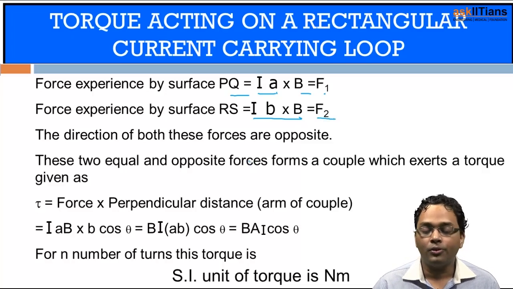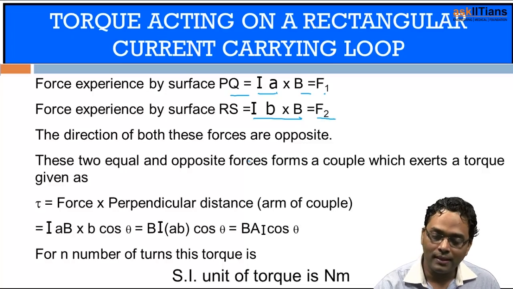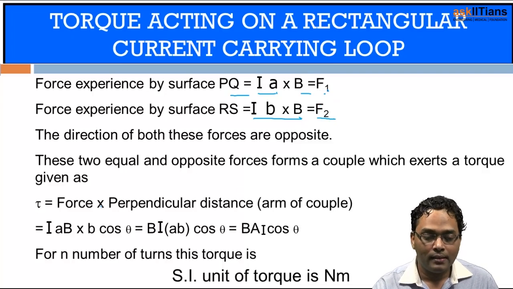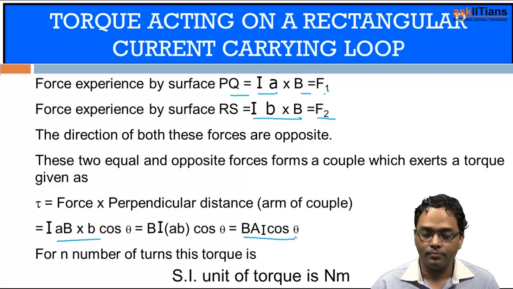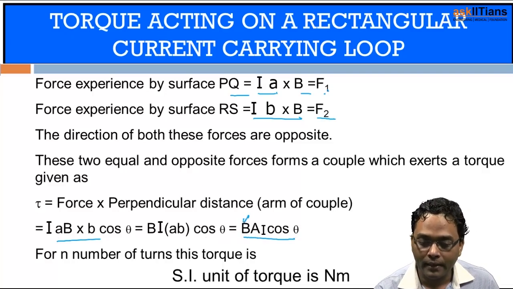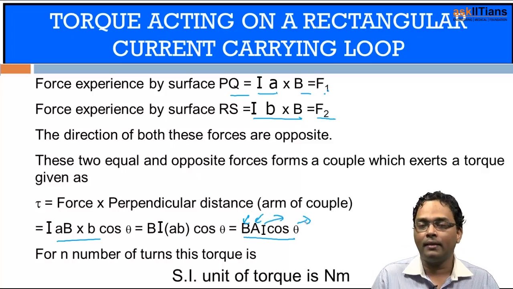Therefore, you are just going to multiply. The net force is going to be equal to this multiplied by the other side, that is B. As a result, the net torque is just equal to IAB cos theta. So B stands for the magnetic field, A is the area, I is the current that is flowing, and theta is the angle that the loop is making with respect to the magnetic field. How much is the angle the loop is making with respect to the magnetic field?